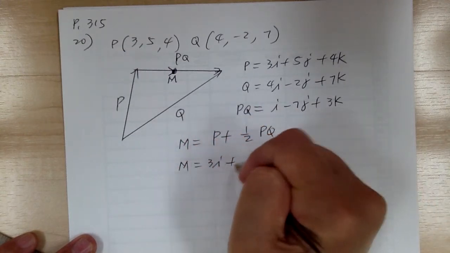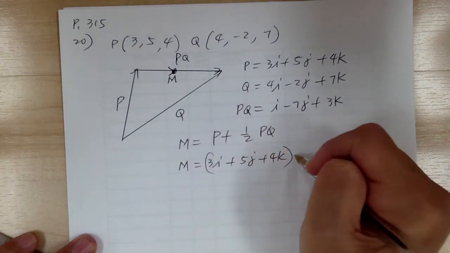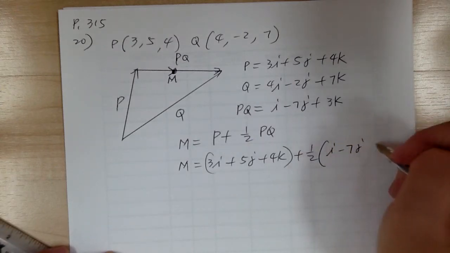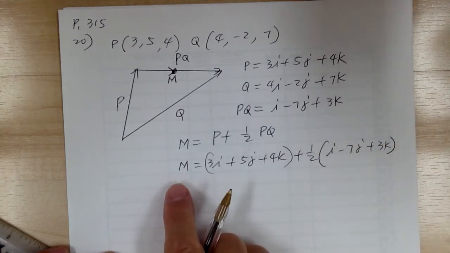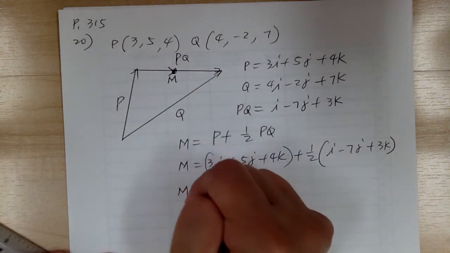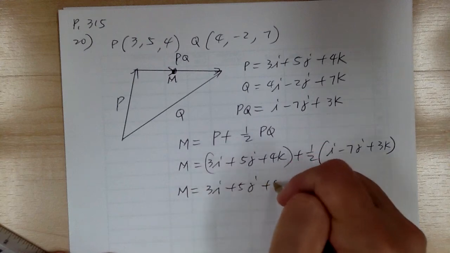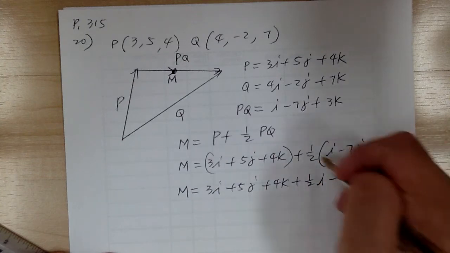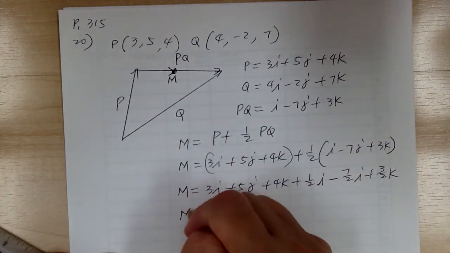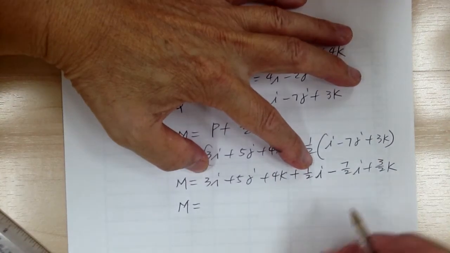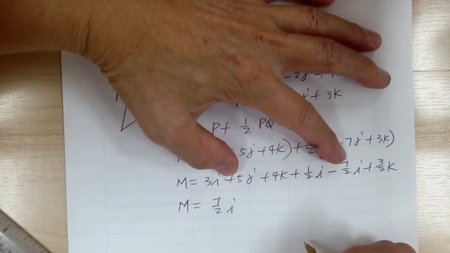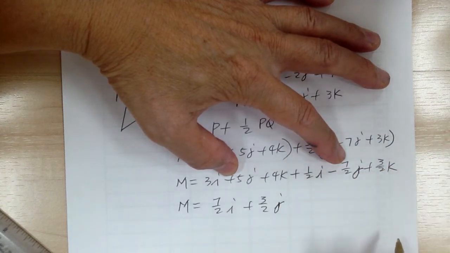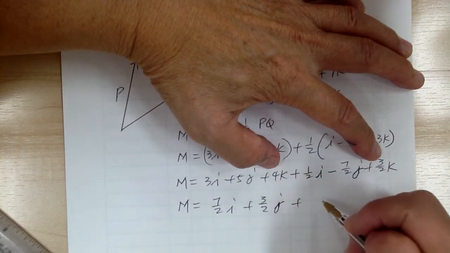Okay, so this will give you 3i plus 5j plus 4k plus 1/2. Again, when you substitute, put in the parentheses. Okay, so go and work it out. So distribute, and after that you combine the like terms. So this will give you 3.5, so it'll be 7/2. This one will give you 3/2. Oh, wait, this is a j. And this will give you 11/2k.